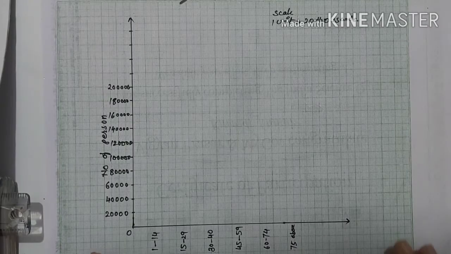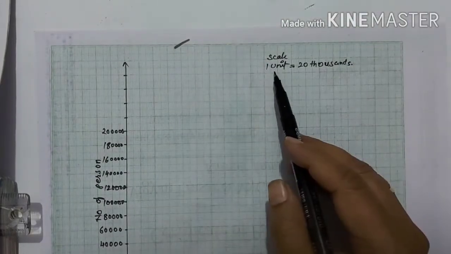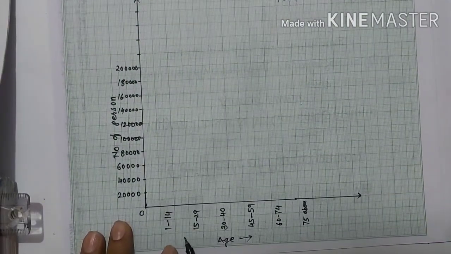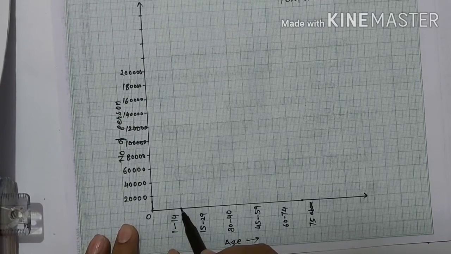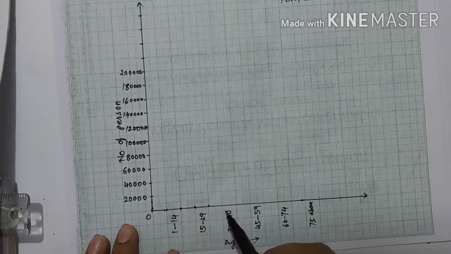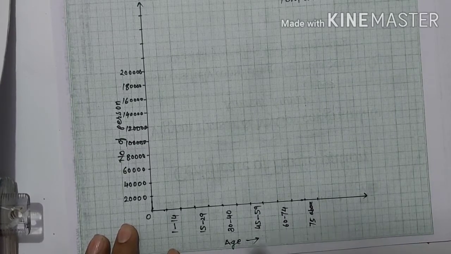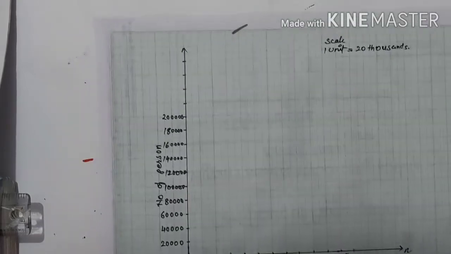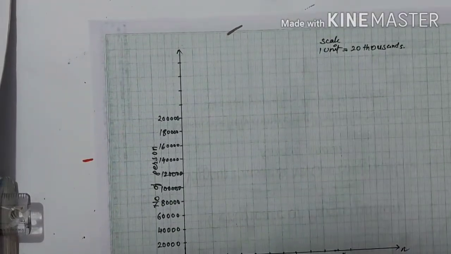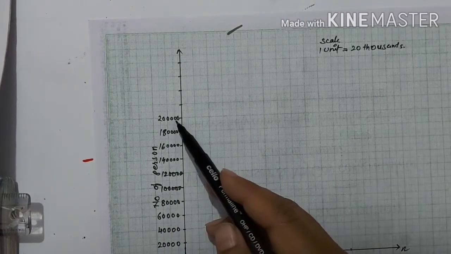Okay, so now we will draw the bar graph for question number 4. It is given that 1 unit is 20,000, and on the downside I write the age groups according to the table. After one block there will be a gap. The age groups are 1 to 14, 15 to 29, 30 to 44, 45 to 59, 60 to 74, and 75 and above. This is the x-axis, and here the distance according to the graph is 20,000, 40,000, 60,000, plus 20,000, plus 20,000, going up to 2 lakhs.